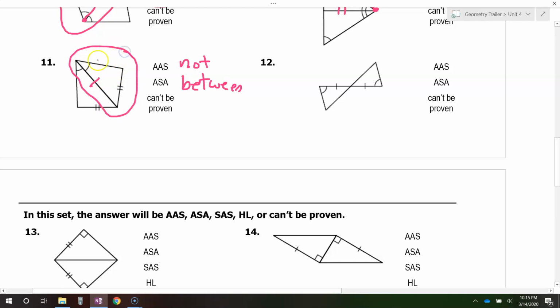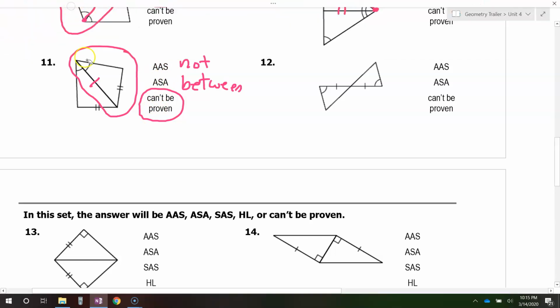Focus on this triangle. All right, so we have two sides and an angle. None of the choices have two sides and an angle. So right away, that tells me that it's going to be can't be proven, because those are my only 3 choices.